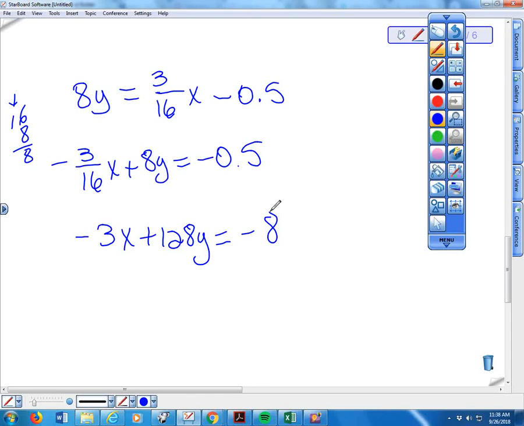I could just multiply negative 1 all the way through. And that would be minus equals 8. Right? Just flips every sign. I'm getting closer. Now I can just go ahead and multiply by 10 to get letter C. 30x minus 1280y equals 80.